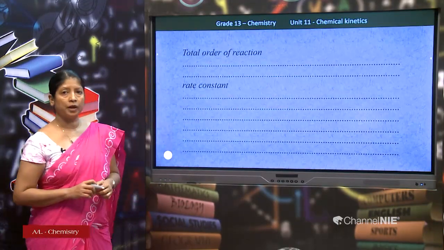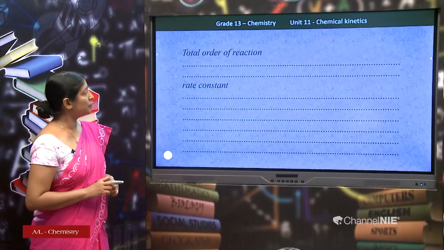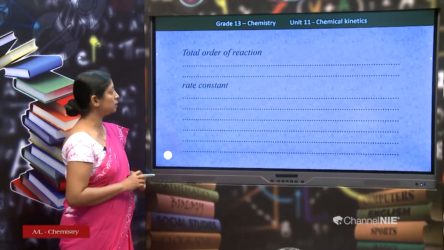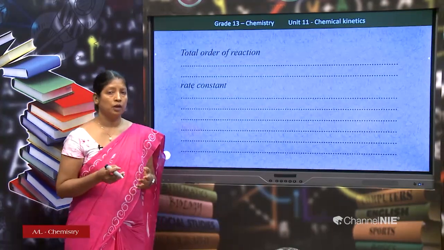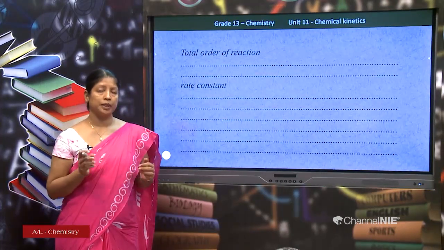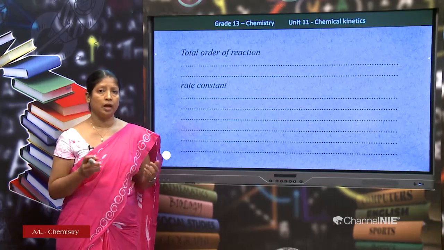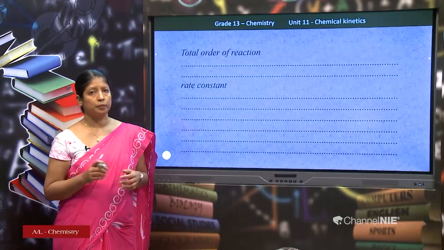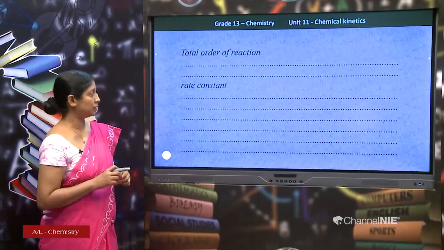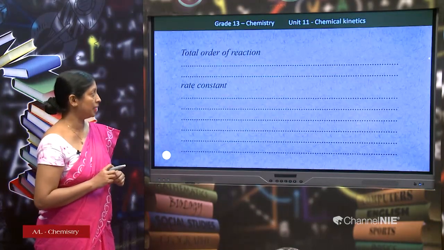Third part, you are asked to find out total order of the reaction. How do you find out total order of the reaction? Total order is the summation of all the orders with respect to each and every reactant. When you have several reactants, total order is the summation of order with respect to each and every reactant. Here we have two reactants A and B.